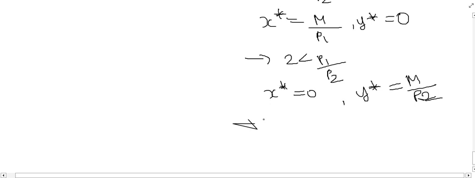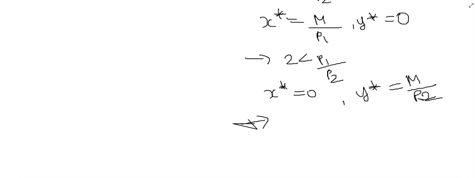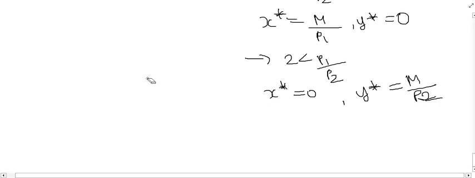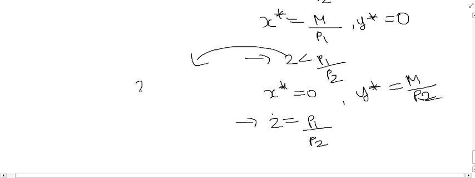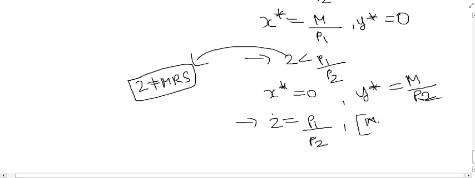In another case, it can happen that 2 equals the price ratio. Now this 2 is not the MRS. You must note 2 is not the MRS. In the max function, we are not getting the MRS. We are calculating the slope of the line at the endpoints of the IC. So in this case, the consumer either consumes only x, m by p1 comma 0, or only y, 0 comma m by p2.